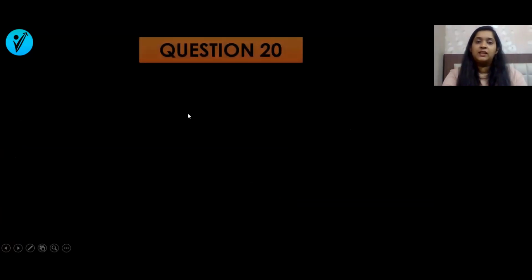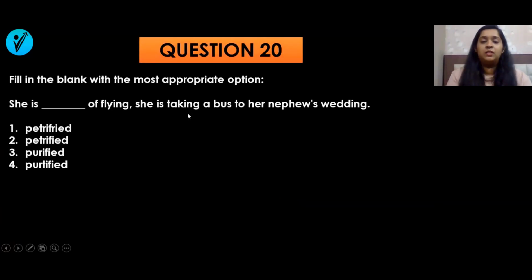Moving on to the final section of the paper. Before we move on to that, she is blank of flying. She is taking a bus to her nephew's wedding. That means afraid. Now, another word for afraid from what is given here is petrified. Petrified means being scared. She is petrified of mathematics. So, the correct spelling of petrified is not as mentioned in option 1. Purified and fortified is incorrect. So, it is petrified, option number 2.